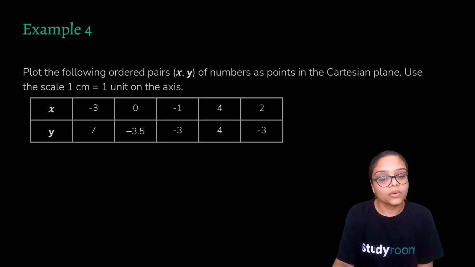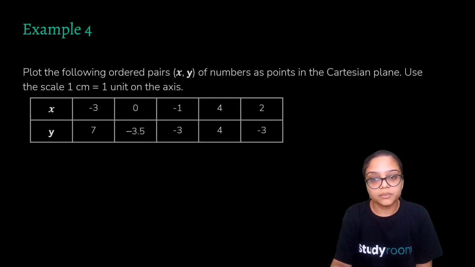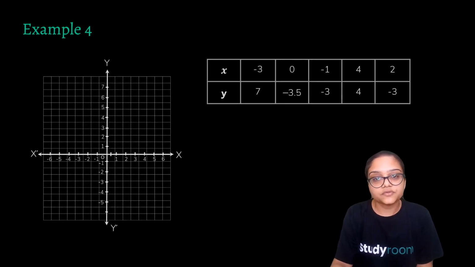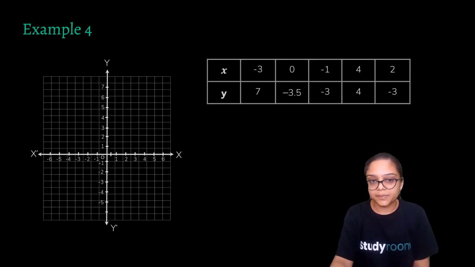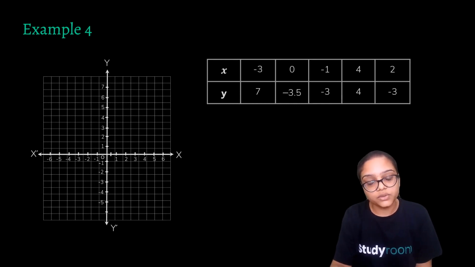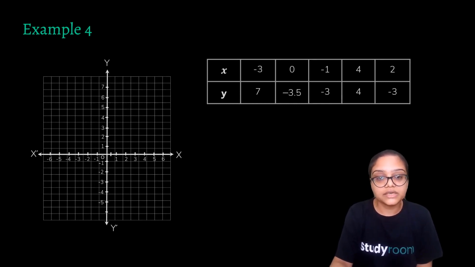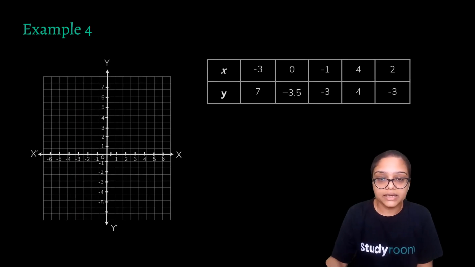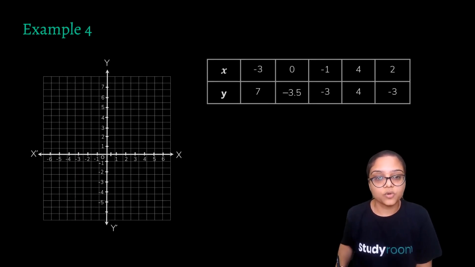Okay. Now plot the following ordered pairs of numbers as points in the Cartesian plane. Use a scale of 1 centimeter to 1 unit on the axis. So for this question, firstly draw this table like this and the Cartesian plane. And it's already mentioned that for 1 unit use 1 centimeter. So we'll divide the units correspondingly. Now, again, what we have to do is just plot these points.